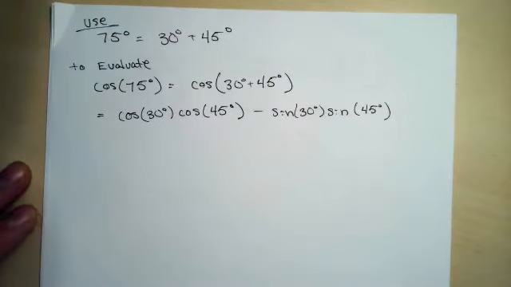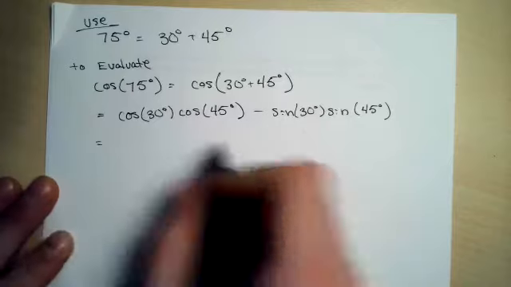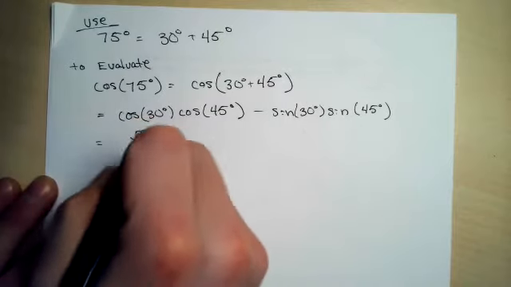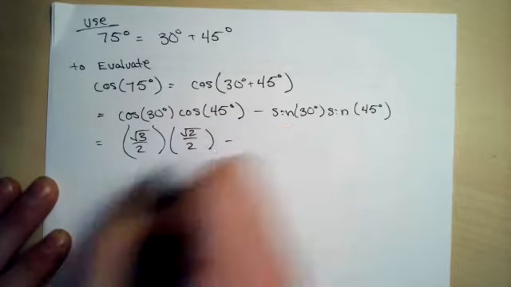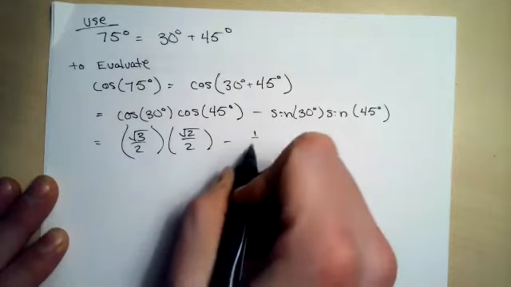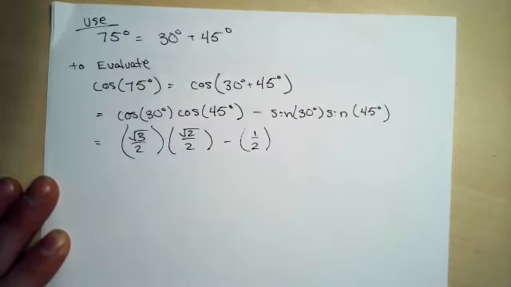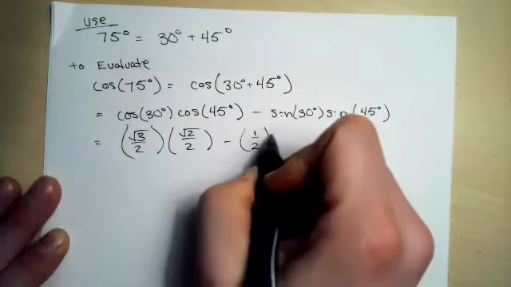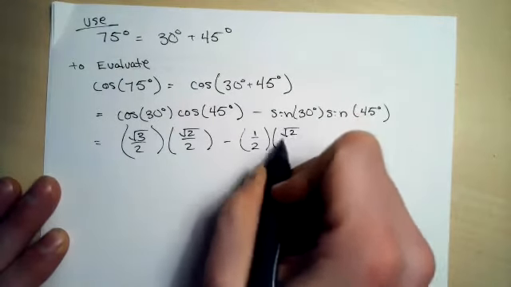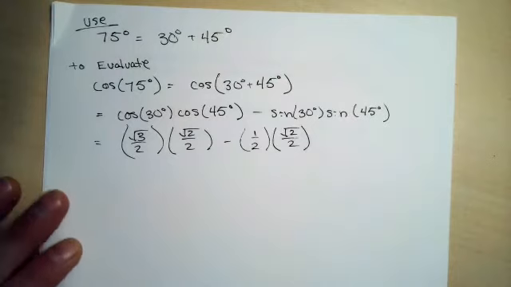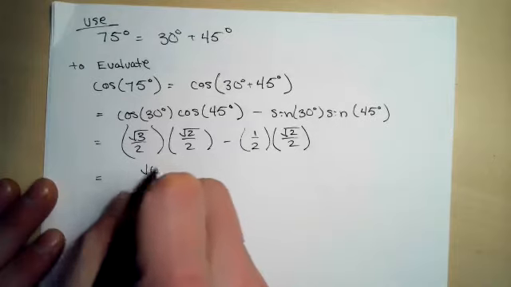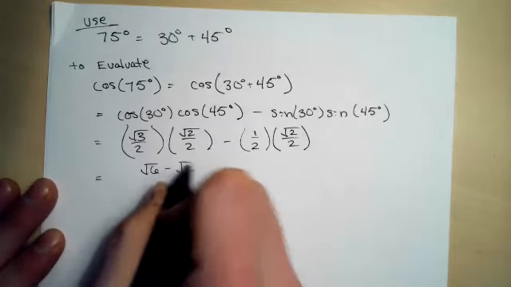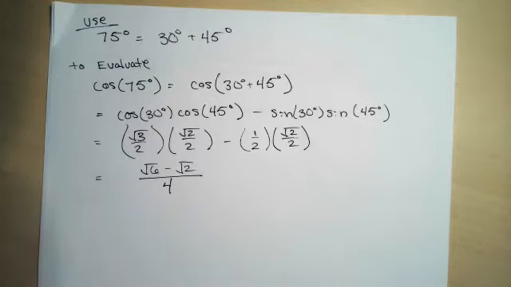And now the rest is just evaluating again. Cosine of 30 degrees is root 3 over 2. Cosine of 45 degrees is root 2 over 2. Sine of 30 degrees is 1/2. And sine of 45 degrees is root 2 over 2. Multiplying things out and adding, once again we get square root of 6 minus square root of 2 over 4.